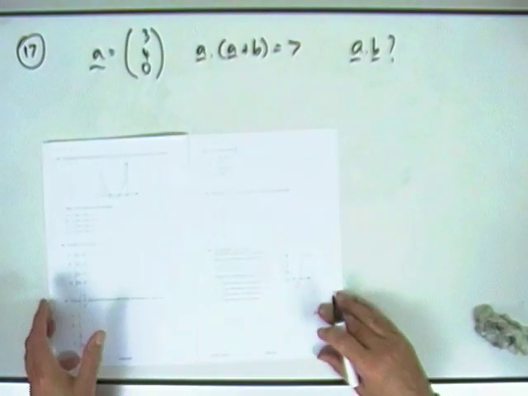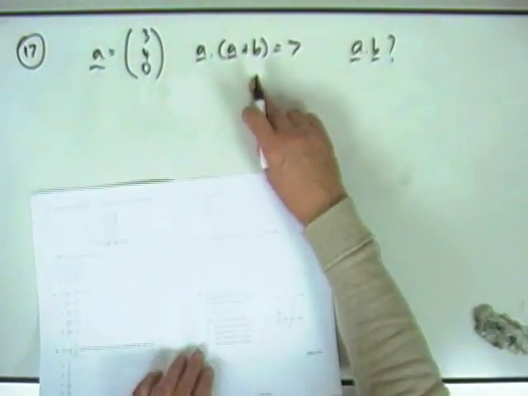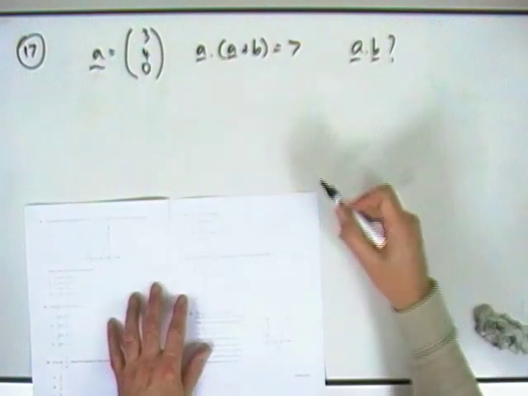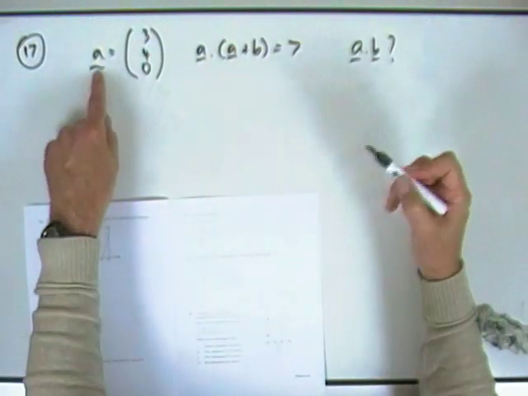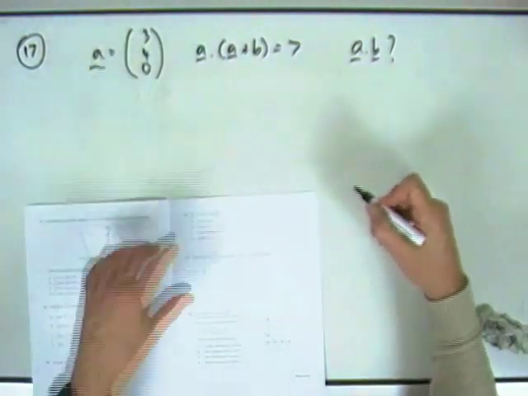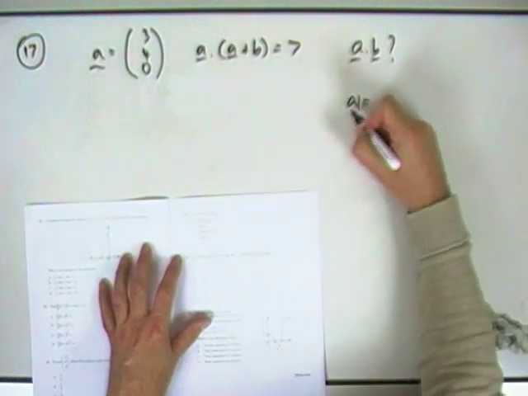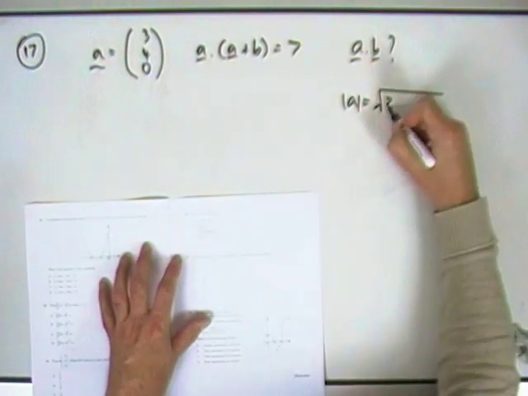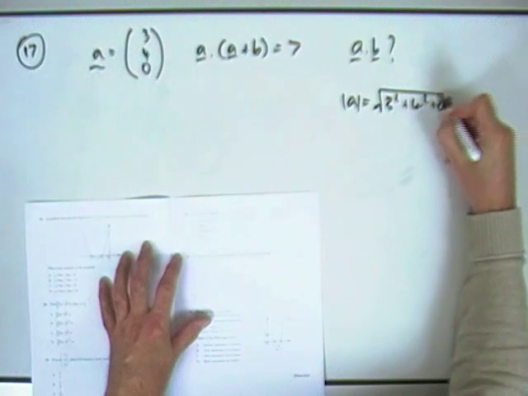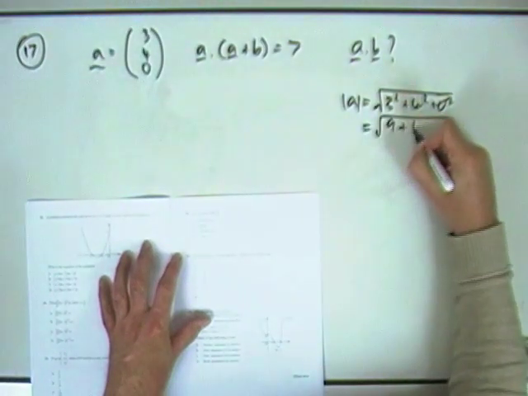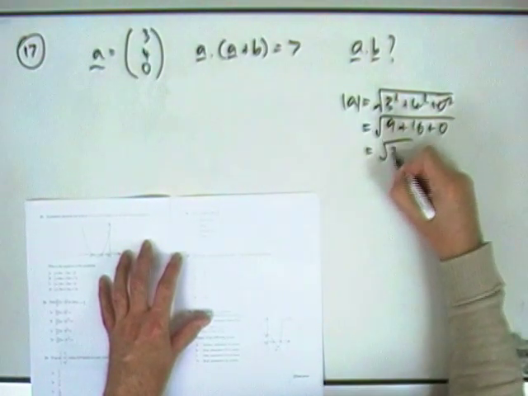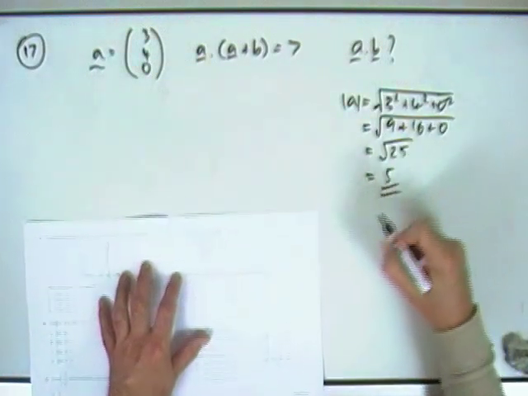Question 17. Scalar product, what's the value of a dot b? Well, I'll be using lengths in this one. The length of that, you can see straight away, 3, 4, 5. You could write it out. The length of a is going to be the square root of 3 squared plus 4 squared plus 0 squared. 9 plus 16 plus 0, 25, which is 5.